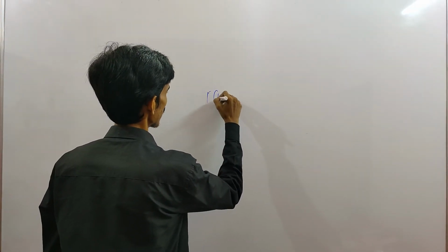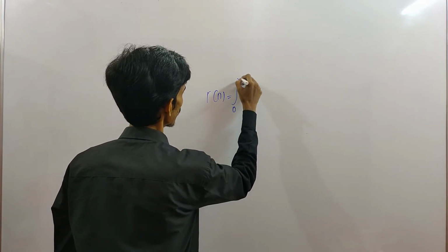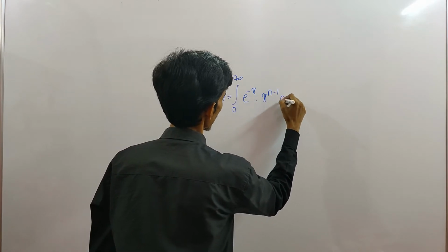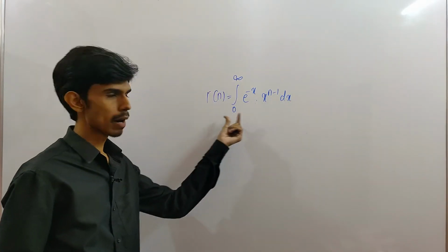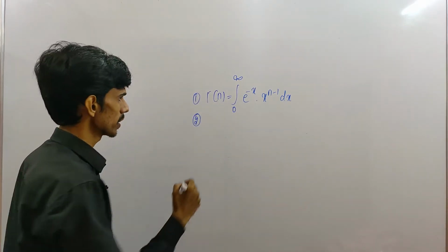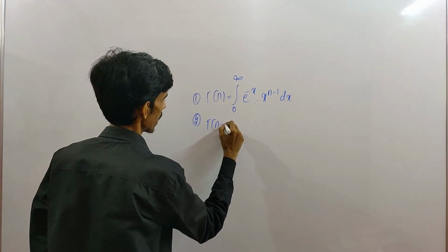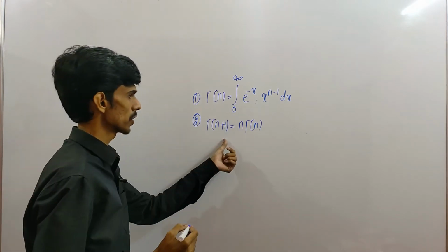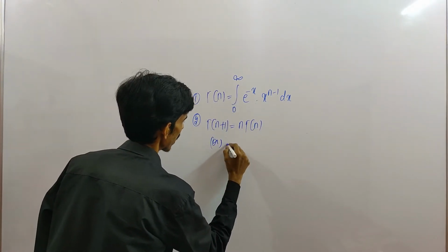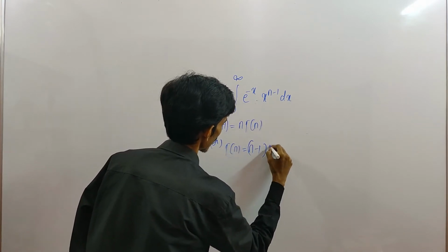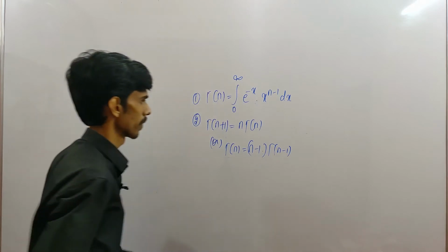Till now what we have learned: the definition of gamma function, that is gamma of n is integral 0 to infinity e power of minus x into x power of n minus 1 dx. Next we have reduction of gamma function, that is gamma of n plus 1 can be written as n into gamma of n. This formula can also be written as gamma of n is n minus 1 into gamma of n minus 1.